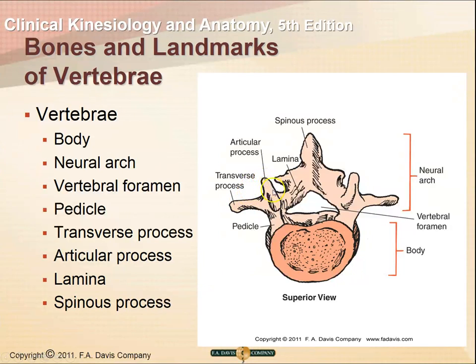Our articular process, this is essentially where our facet joints are going to articulate with the vertebrae above and below. And the lamina is going to connect our articular process with our spinous process. So this is all on the posterior aspect of the vertebrae, and then our spinous process is going to be the most posterior component of our vertebrae. And this is what we palpate when we're looking at the lumbar spine.